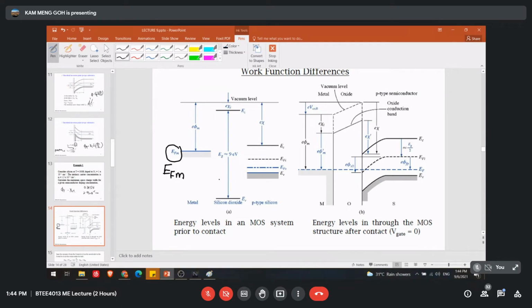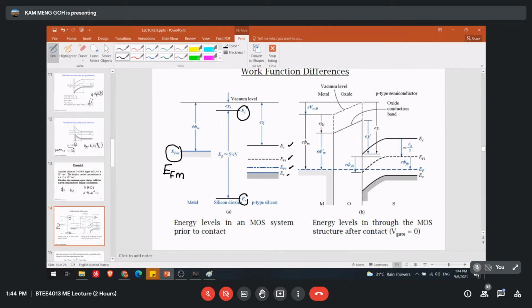But in the silicon oxide, which is an insulator, the conduction band energy and the valence band energy have a very, very big gap. This we learned before. The energy gap is roughly around 9 eV, standard. And then this one is the P-type semiconductor, which we used to deal with before. We have EC, EFI, the Fermi energy level, then the valence band energy level.